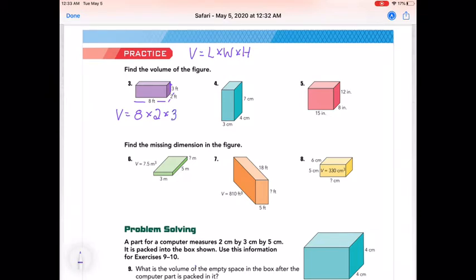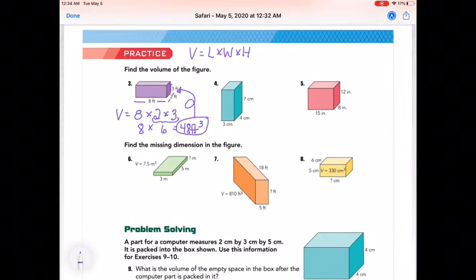Well, let's see. Let's take those together. Those are 6. 8 times 6 equals 48 feet. What? Feet cubed, because it's 3-dimensional. There's your answer for the volume of this box right here. How much volume fits in there, or how much volume it takes up. All right, let's do this prism right here.